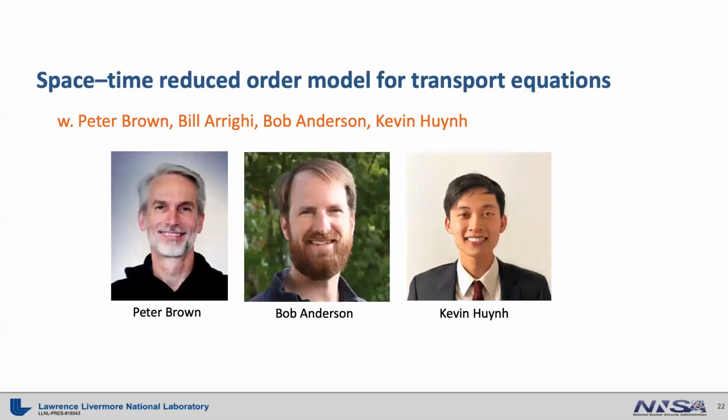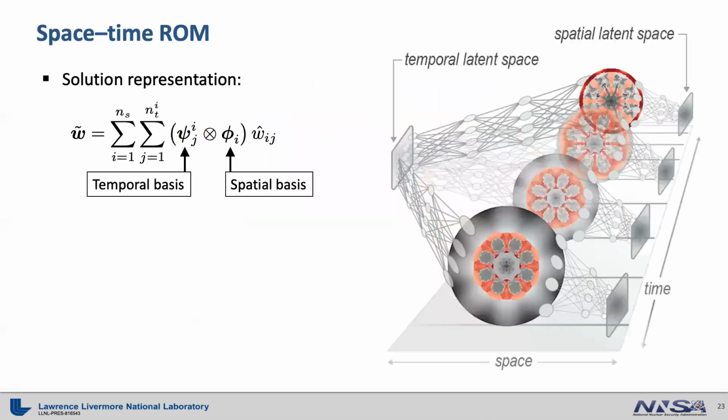Okay, the next reduced order model technique I would like to introduce is the space-time reduced order model. The space-time reduced order model tries to reduce not only the spatial degrees of freedom, but also the temporal degrees of freedom. It does that by introducing both space and time reduced bases. They are combined through the canonical product to represent the whole space and time solution space.